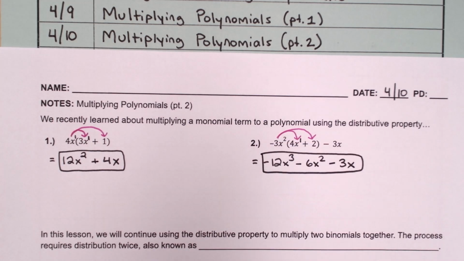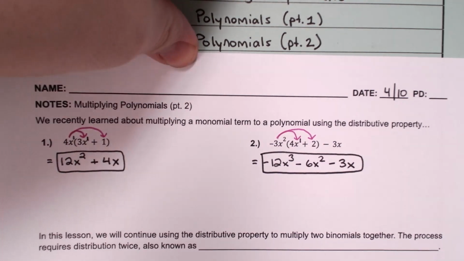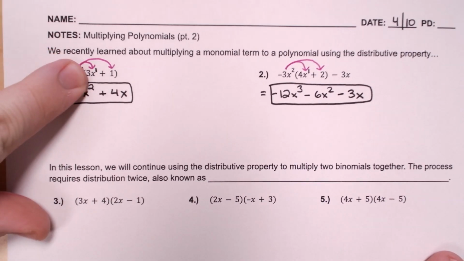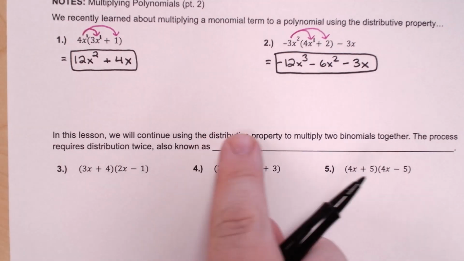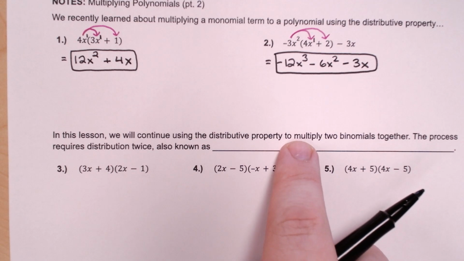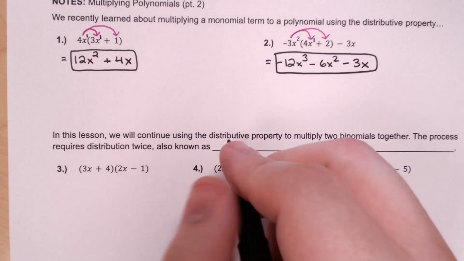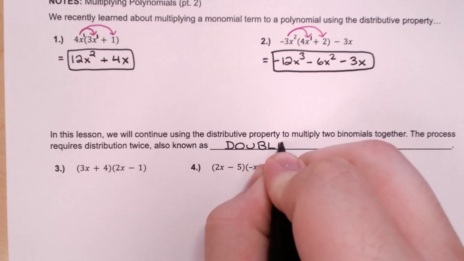Okay, in this lesson, we're going to continue using the distributive property, but we're going to be multiplying two binomials together. So, instead of just 4x times this binomial, we've got a binomial times another binomial. Now, we'll keep on using the distributive property, except this process requires distribution twice, also known as double distribution.